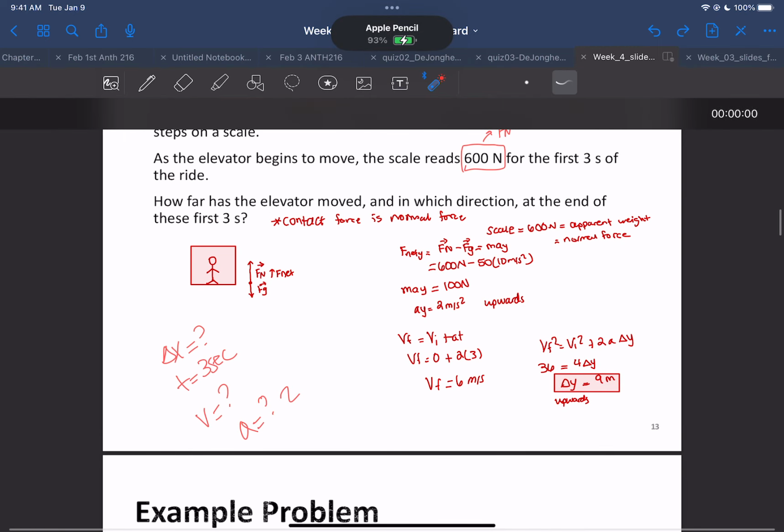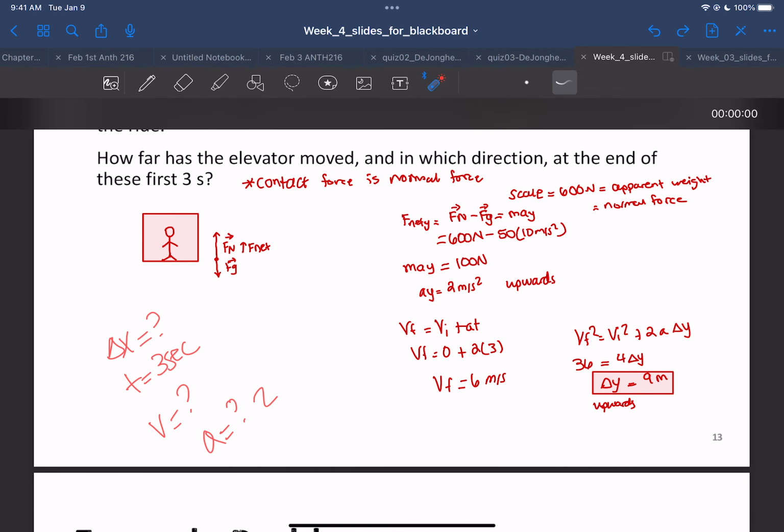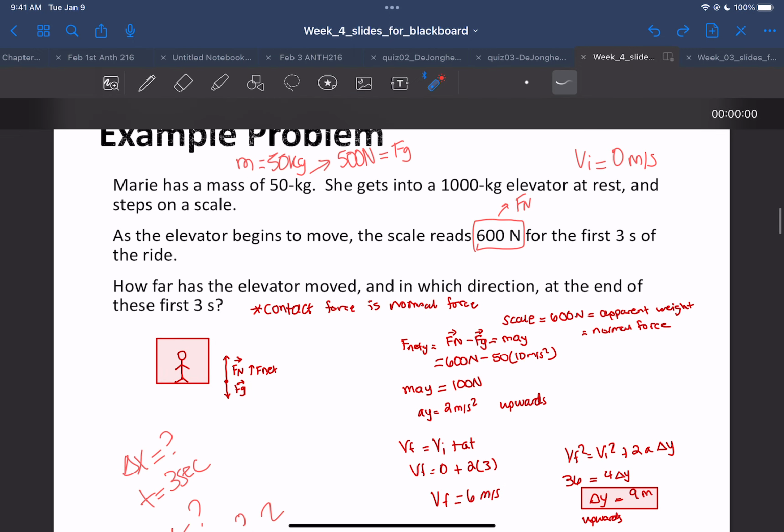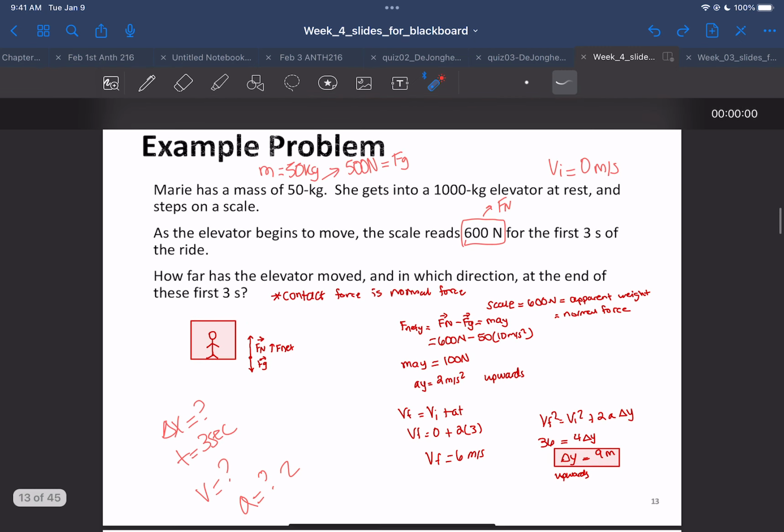So in that case, the elevator has moved 9 meters upwards based on this acceleration value that we got from the net force equation. She's moving upwards at a rate of 2 meters per second squared. She was initially at rest, and after those 3 seconds, she's moving at a speed of 6 meters per second. Does that make sense? How to relate this net force stuff to some kinematics concepts from week 1, week 2? Okay, awesome.